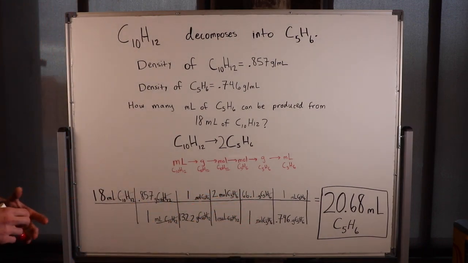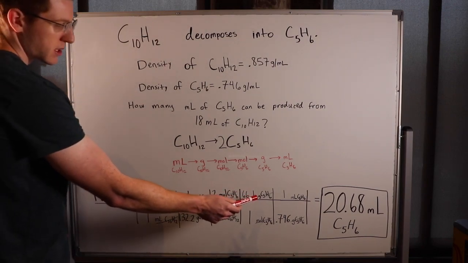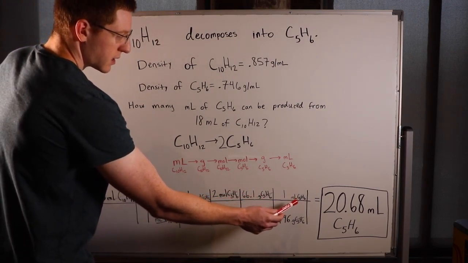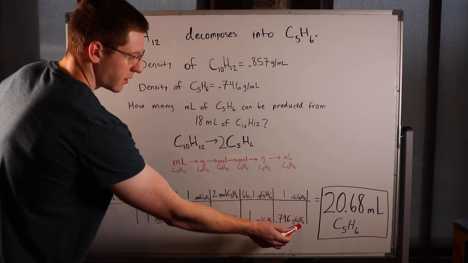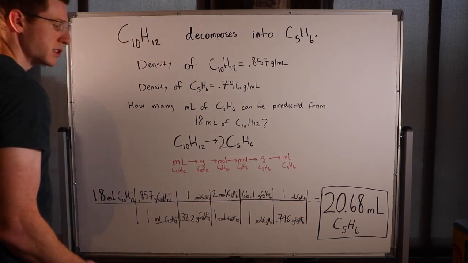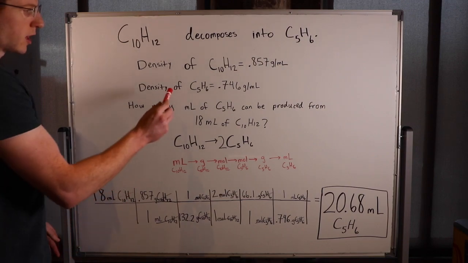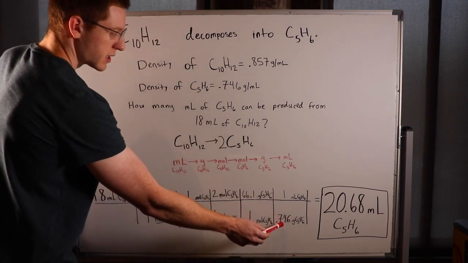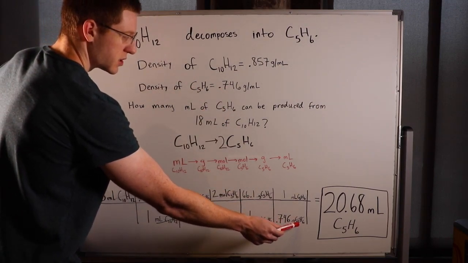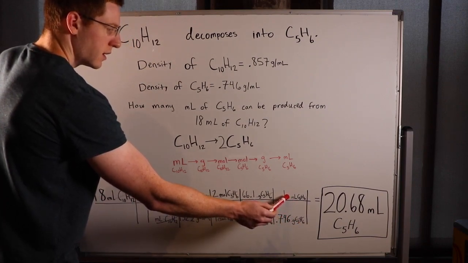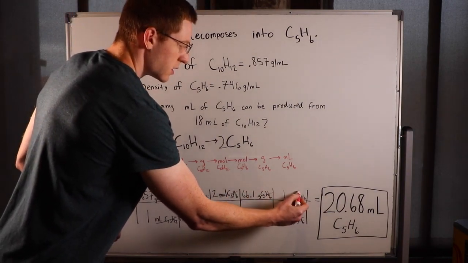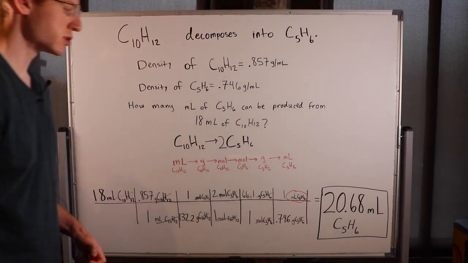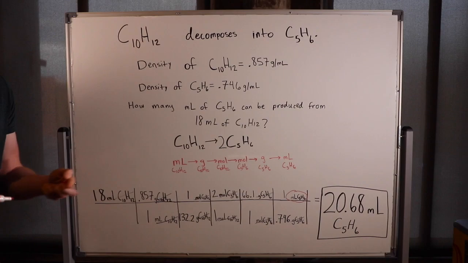And then finally, the final step is to convert these grams into milliliters of C5H6. So again, we'll cancel these units out down here and go to milliliters of C5H6. We know from the problem that for every 0.746 grams of C5H6, there is 1 milliliter. And now we have completed our table. We ended up in the units that we wanted, milliliters of C5H6. All the other units canceled out.